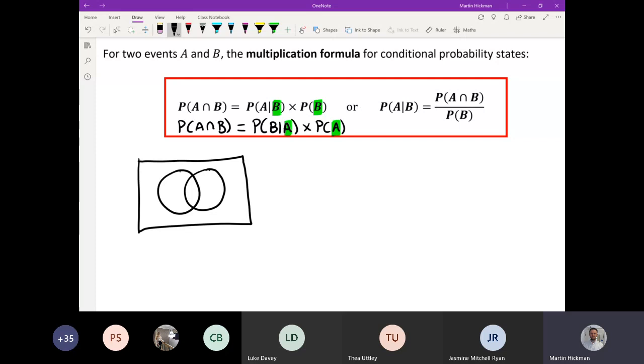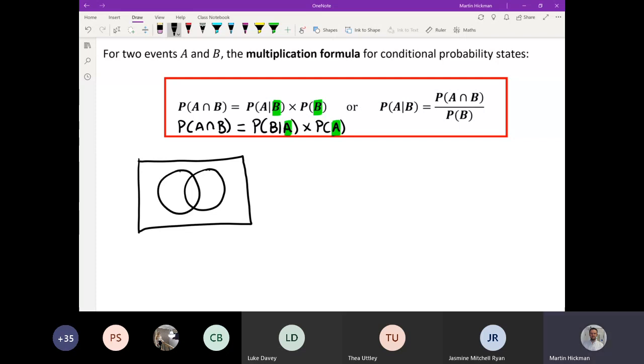So with that, I can just sub in the probabilities. I put in 0.3 here, and the probability of D is 0.6. So I just get 0.18 as my final answer.